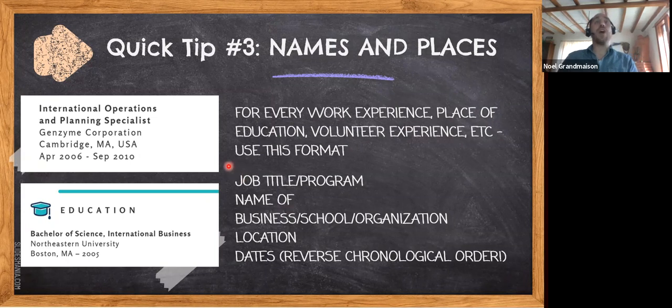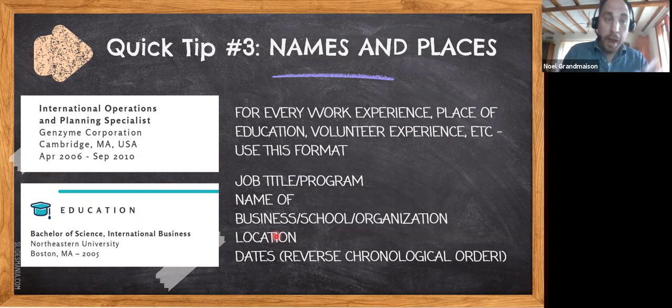So, your job title or your program. For example, here, International Operations and Planning Specialist. That was my job title. Or the program, Bachelor of Science, International Business. Then, the name of the business, of the school, or the organization, okay? So, if you notice, in my case, I put the first one in bold, and then I put the name of the business. Then, the location, right? You always wanna say where it is.